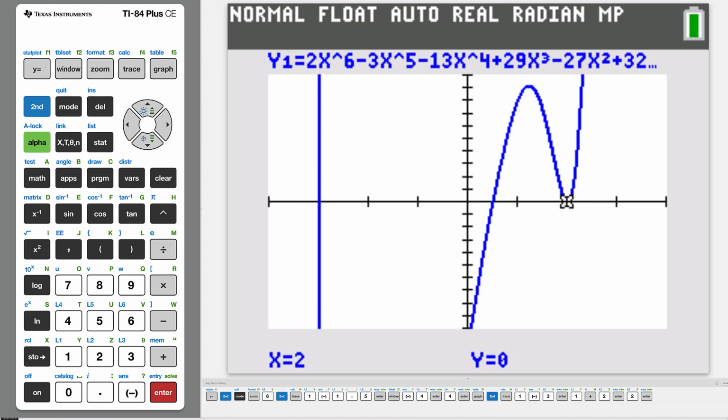So if you're keeping a tally, 2 plus 1 plus 1 plus 2 is 6, isn't it? And of course this was a 6th degree polynomial. So we have all those roots and we have their multiplicities. Stay tuned for the next video.